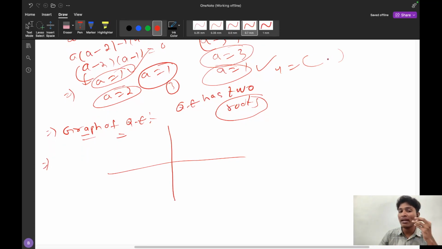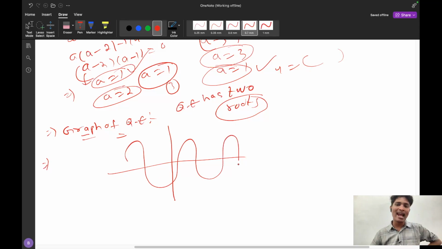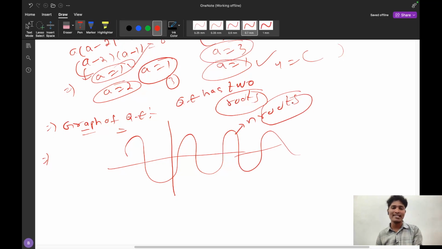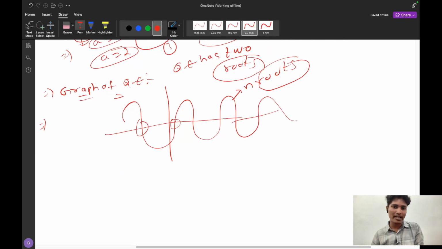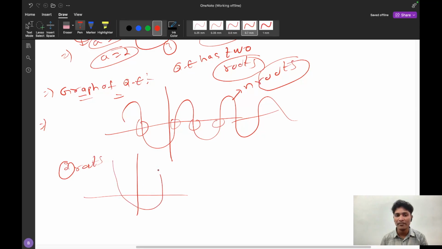So what does it imply? What is it saying in the graph? It is saying it will cut the x-axis n number of times. Because it has n roots, it will cut the x-axis n times: first time, second time, third time, fourth time. So if it has 2 roots, how many times will it cut? It will cut 2 times. So this is the graph. If it is cutting 2 times, and it is an upward graph.